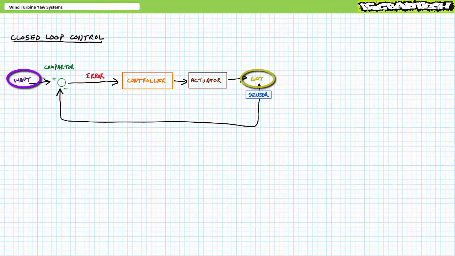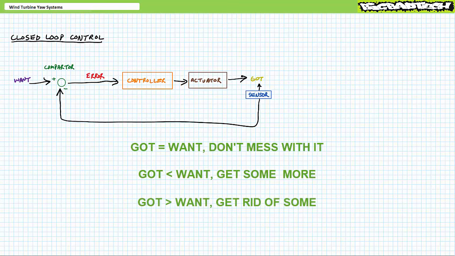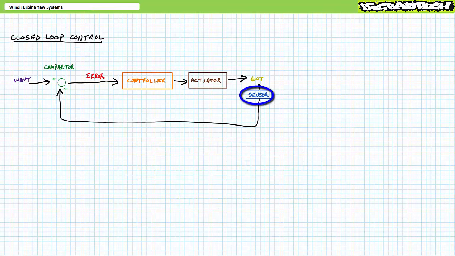The key feature of a closed-loop control system is continuously comparing what you've got with what you want. If what you've got is equal to what you want, don't mess with it. If what you've got is less than what you want, go get some more. Finally, if what you got is more than what you want, get rid of some. Notice the diagram shows a sensor measuring the output of the system, i.e. it's measuring what you've got. And this value is fed back to something known as a comparator, which, as the name implies, compares the measured value of what you've got with what you want. Notice the polarity of the signs for the comparator.